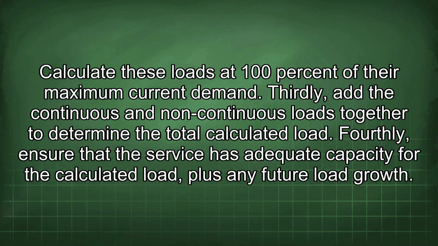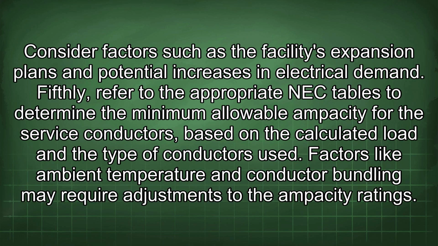Thirdly, add the continuous and non-continuous loads together to determine the total calculated load. Fourthly, ensure that the service has adequate capacity for the calculated load, plus any future load growth. Consider factors such as the facility's expansion plans and potential increases in electrical demand. Fifthly, refer to the appropriate NEC tables to determine the minimum allowable ampacity for the service conductors, based on the calculated load and the type of conductors used. Factors like ambient temperature and conductor bundling may require adjustments to the ampacity ratings.